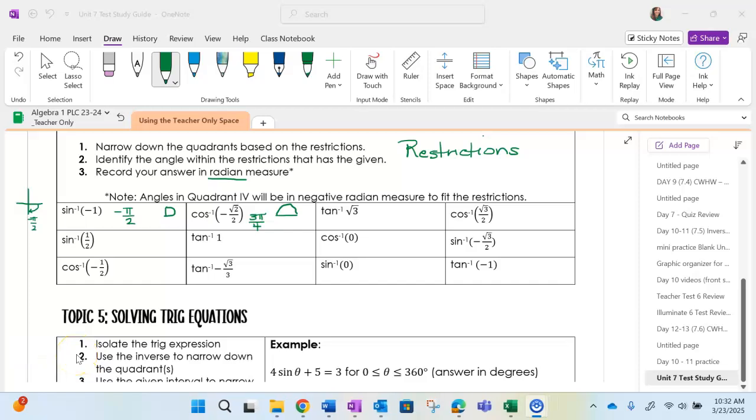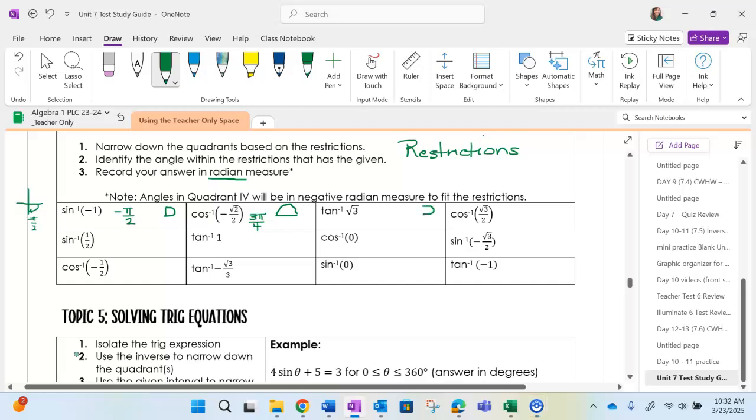All right, this is part 4 of the Unit 7 test review. So let's keep looking at these restrictions. So tangent. Tangent is a backwards C. That means we're going positive and negative.